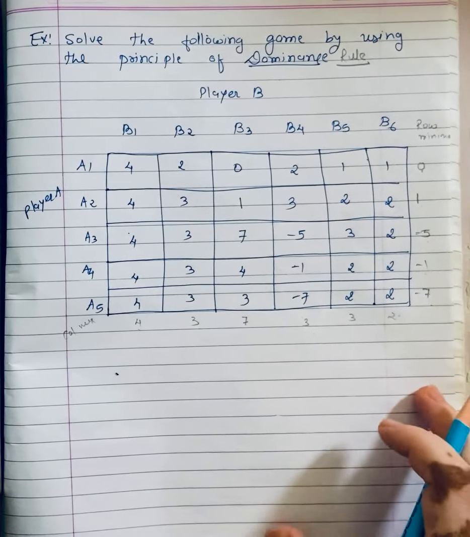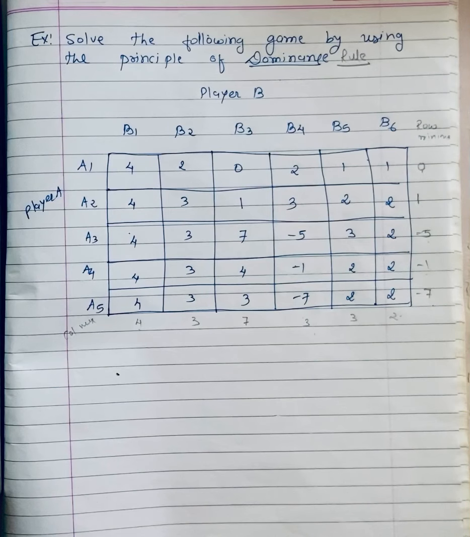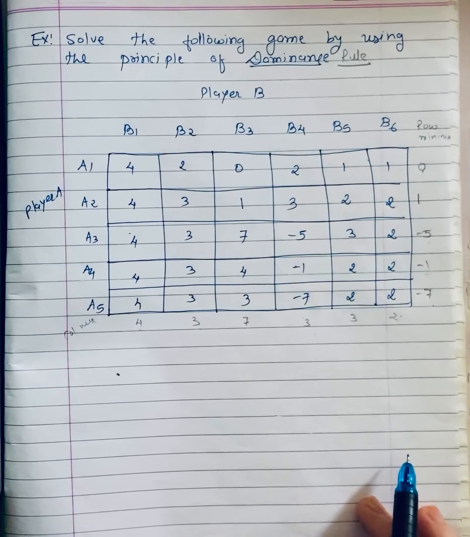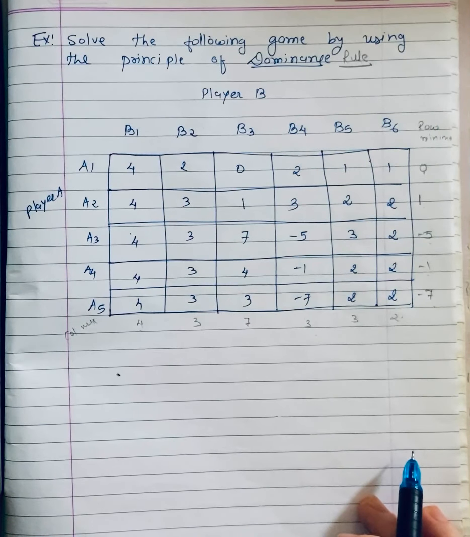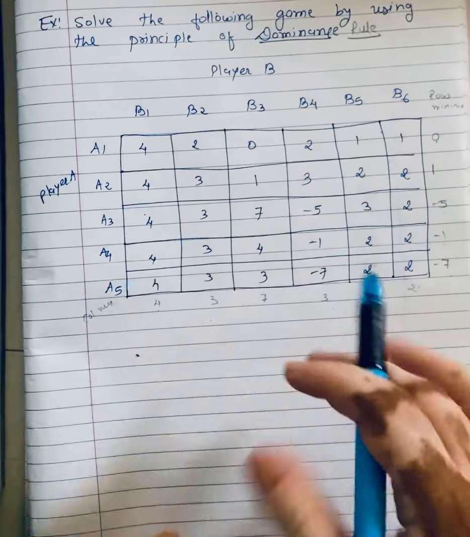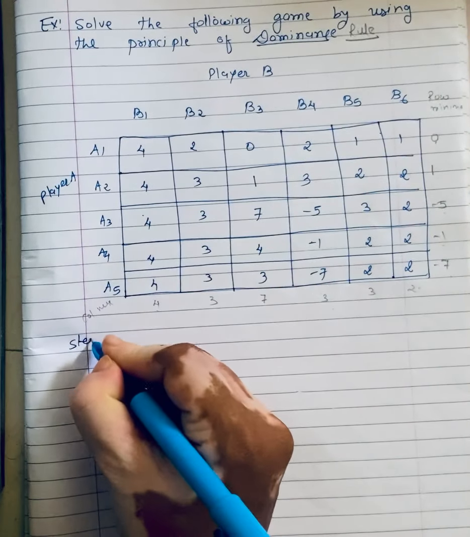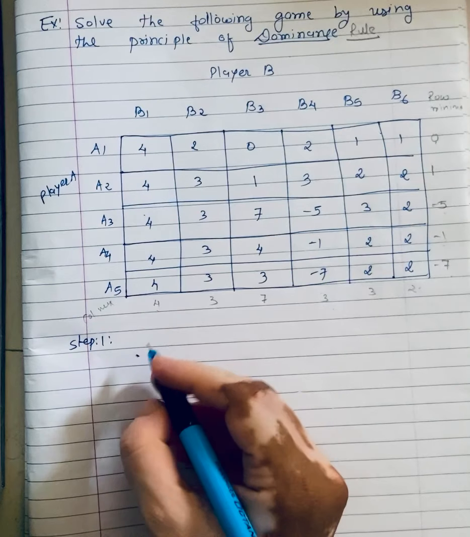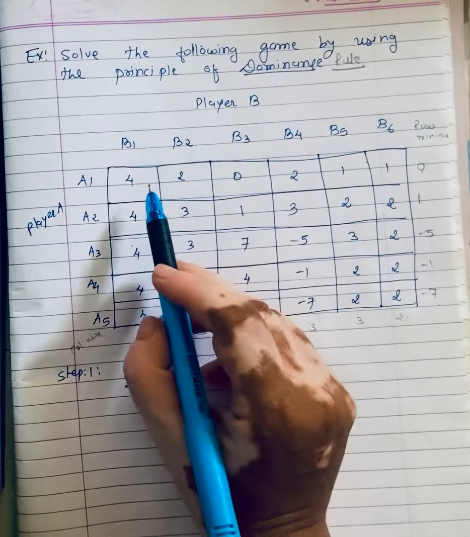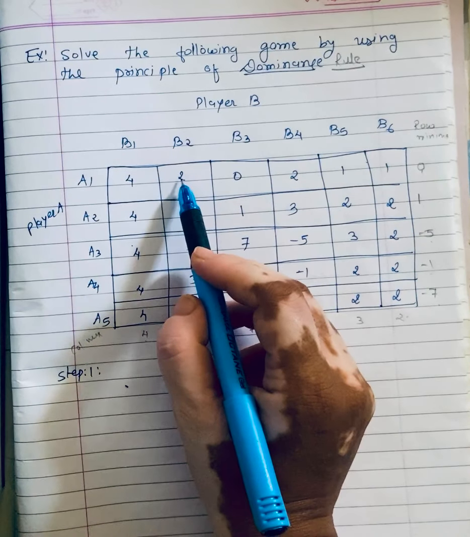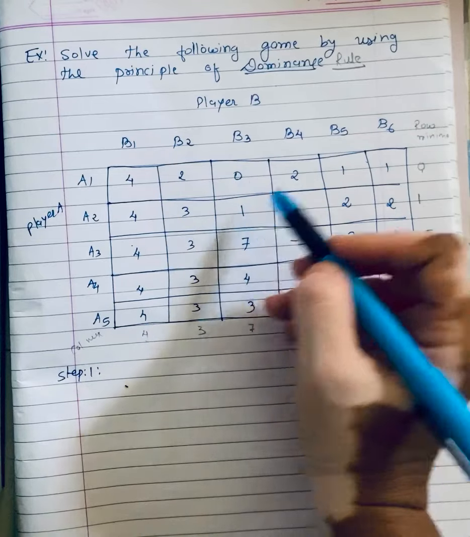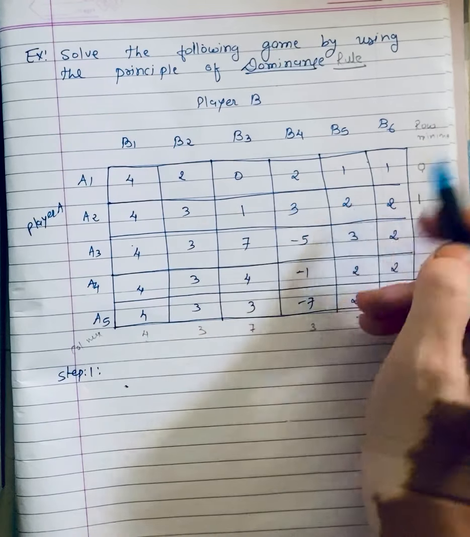First we reduce it. First of all, we check the rows. If any row is less than or equal to another row, then this row will be deleted. So let's start step 1. Here we check row 1 and row 2. A1 is less than A2 in every column.